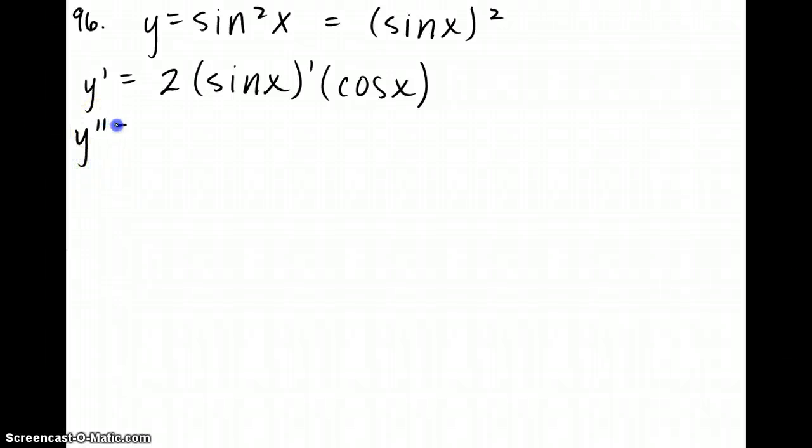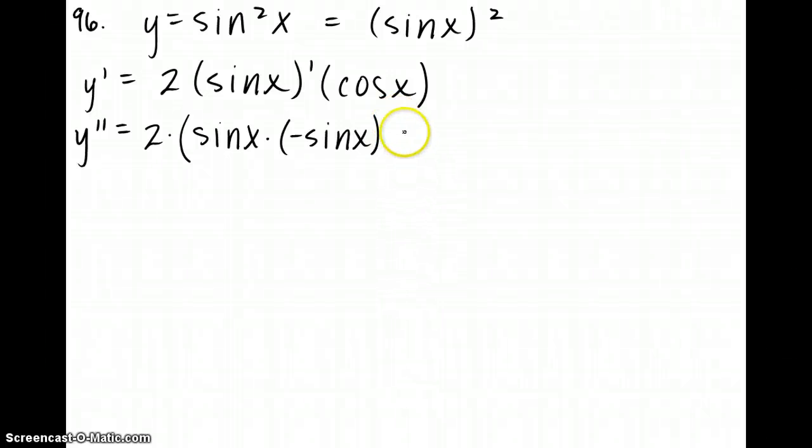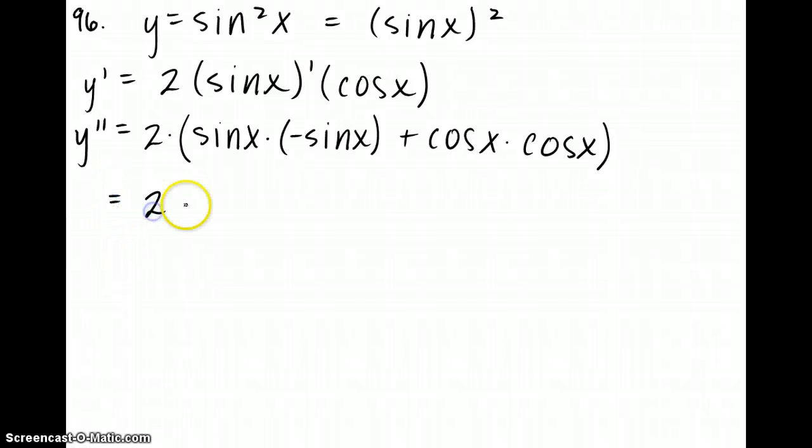Now for the second derivative, we're going to need the product rule. 2 is a coefficient, that's going to remain, and we're just going to multiply our derivative by that. Product rule, first function times the derivative of the second function. Derivative of cosine is negative sine. Plus second function times the derivative of the first function. Derivative of sine is cosine. Again, 2 is just our coefficient. Negative sine squared plus cosine squared of x.